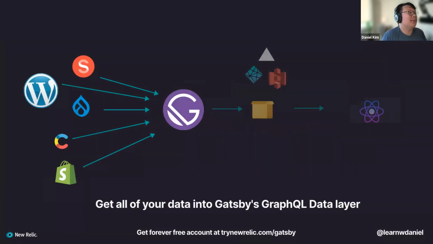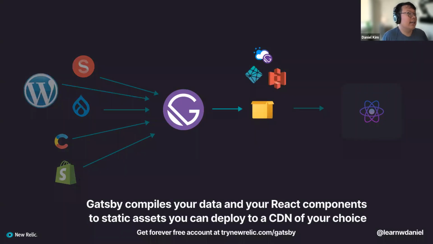Basically, what Gatsby does is take a bunch of data sources, wherever your data lives, whether it's Sanity or WordPress or Shopify, Contentful, Drupal, et cetera, and it gets it into the content mesh that Gatsby has. Then Gatsby compiles all your data and your React components into static assets that you can deploy into a CDN of your choice, whether that's Gatsby Cloud, Netlify, S3, et cetera.